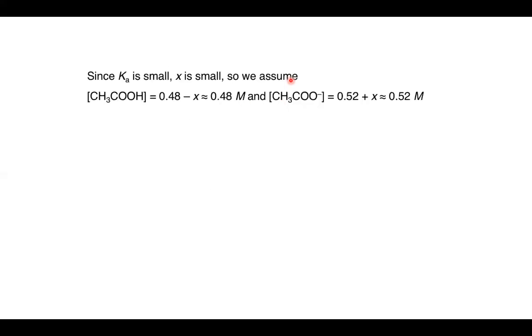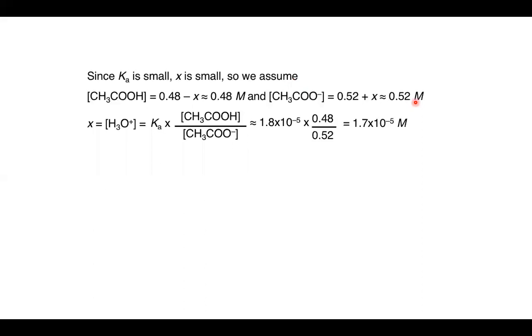Since K is small, X is also small. So we assume that the acetic acid concentration is equal to 0.48 minus X, which is approximately equal to 0.48 moles per liter. And the concentration of the acetate then is effectively still the same, 0.52 moles per liter. Fill these into our values to find X. And so X turns out to be 1.7 times 10 to the minus 5 moles per liter.